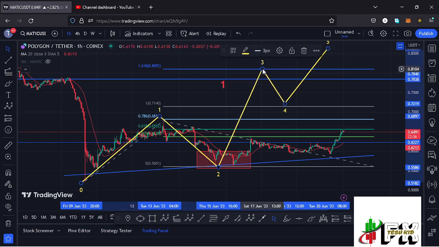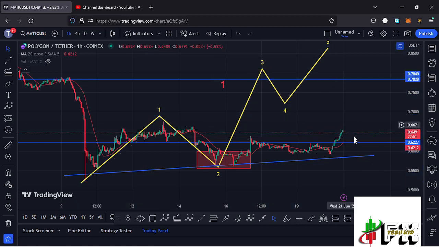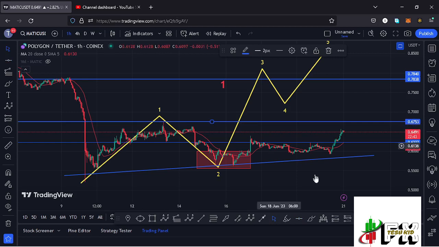And that is the minimum that I'm expecting this higher Elliott wave count 3 to the upper side to do. And for that move to play out, I'm expecting Matic to continue holding above this key area of support, continue gearing up, and also give us a break above the wave 1 high at around the $0.6753 mark.